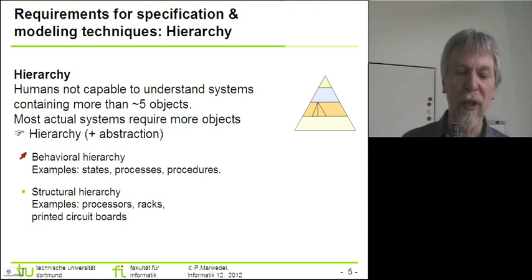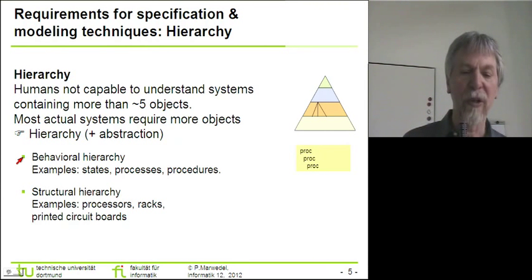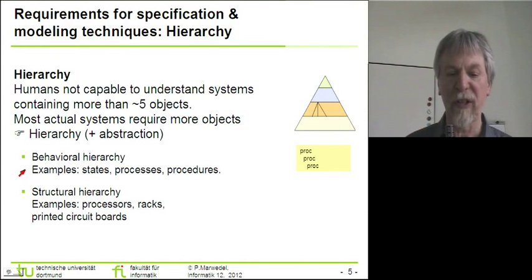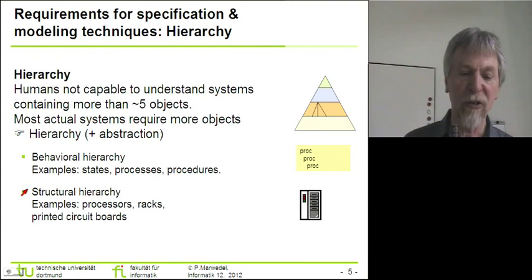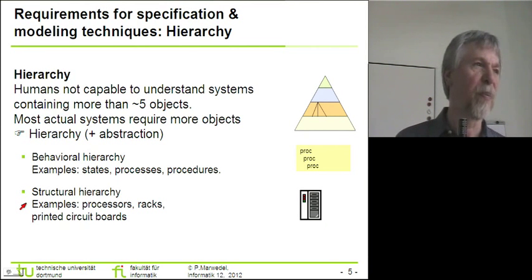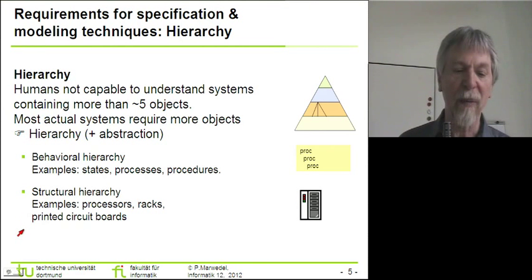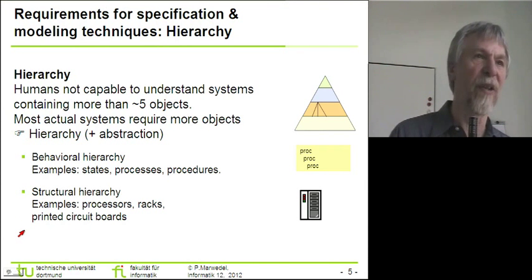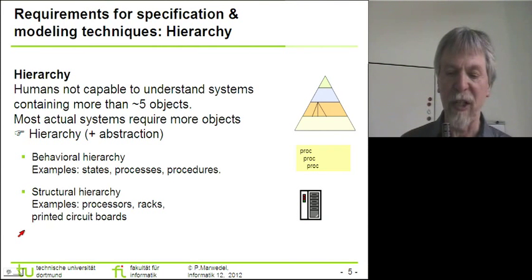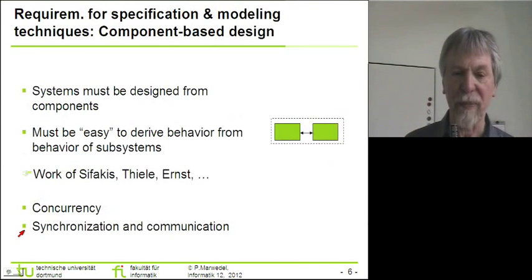If we look a little more closely and think about Gajski's Y chart in this context, we come to the conclusion that there are actually different types of hierarchy. There is what people call a behavioral hierarchy, and in this context we are using objects such as states, processes, procedures as components. And there is a structural hierarchy. In this case we are referring to processes, racks, printed circuit boards, for example, as components. I'm not looking at geometrical hierarchies, so that's something that I'm skipping here because I'm not going to that level.